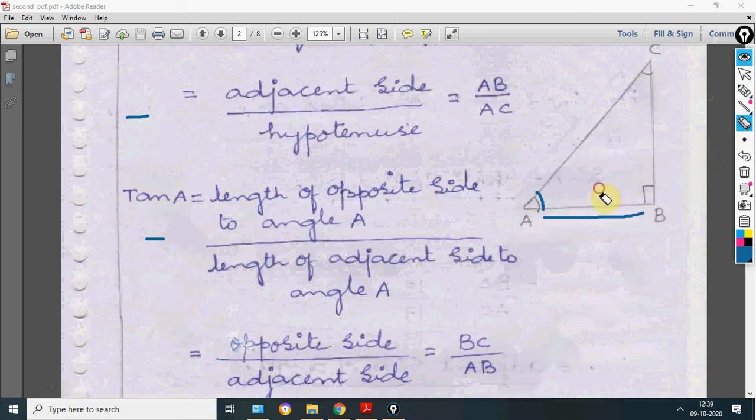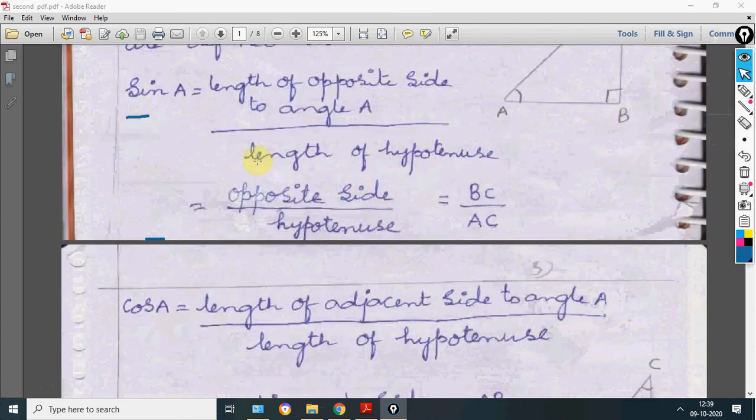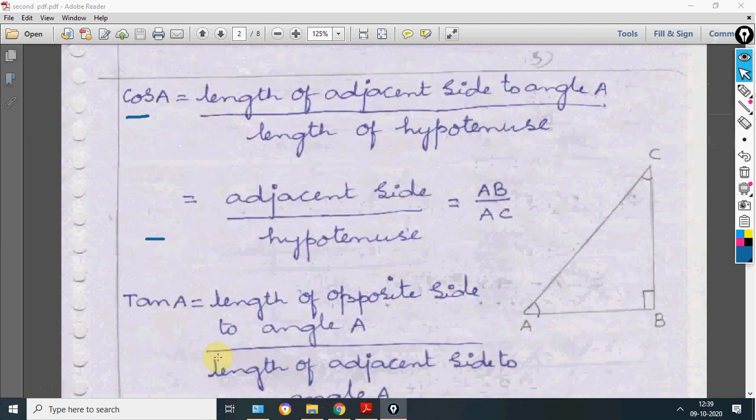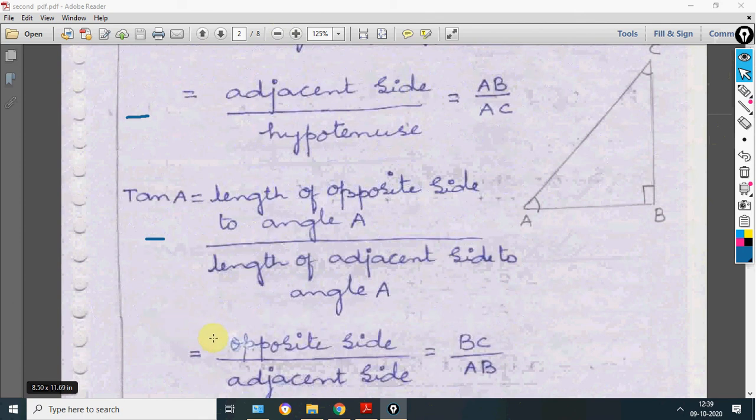Hope you have understood. How many types of trigonometric ratios are there? 3 types. What is first? First is sin A. Sin A equals opposite side by hypotenuse. Second is cos A. Cos A is adjacent side by hypotenuse. Third is tan A. Tan A is opposite side by adjacent side. These 3 formulas you should remember to solve problems.